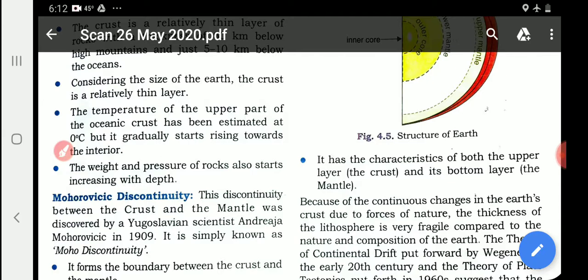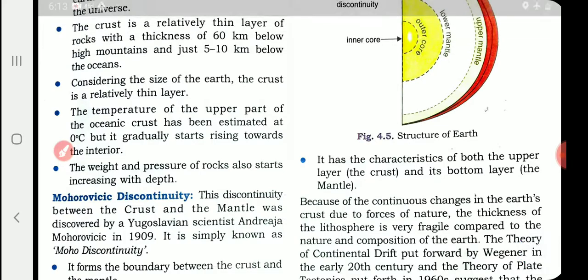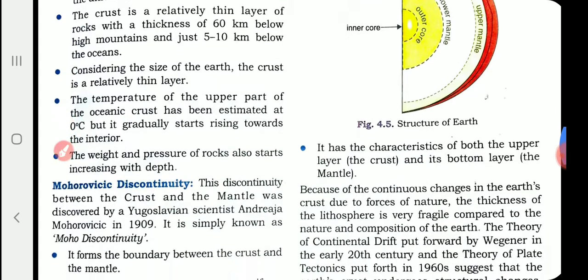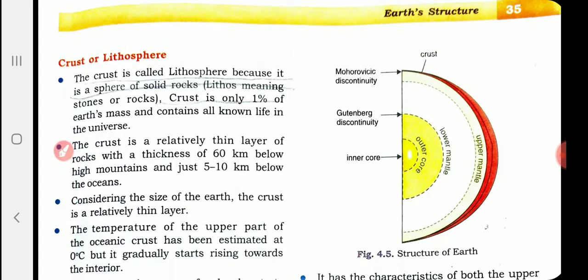Last three videos we were discussing the structure of the earth. We have seen three layers of the earth. They are crust, mantle, and core. Core is the innermost layer, and the central layer is mantle. Mantle is divided into upper mantle and lower mantle, and the outermost layer is the crust.